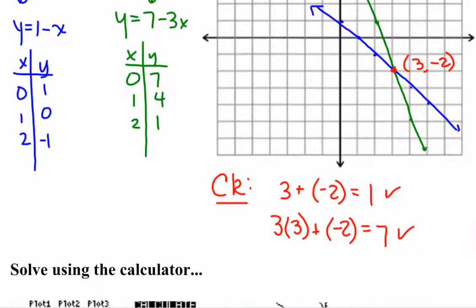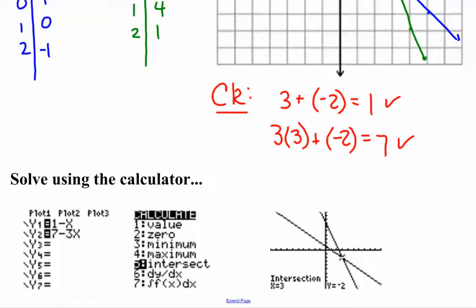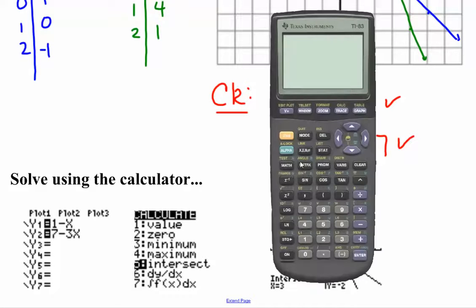Now, I did it by hand, but sometimes we don't get nice intersection points, so we actually want to be able to use our calculators as well. I'm still going to have to solve both of my equations for y, so I've gone ahead and put them in here. I'm going to start with a standard window, so Zoom 6, and there we see the two equations graphed and we see an intersection point.